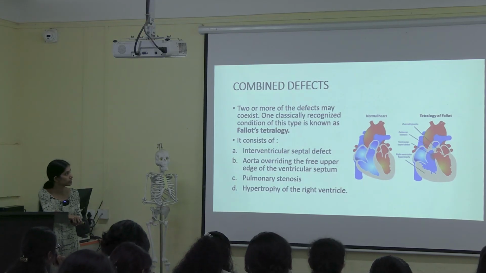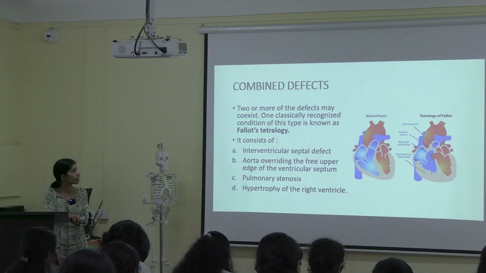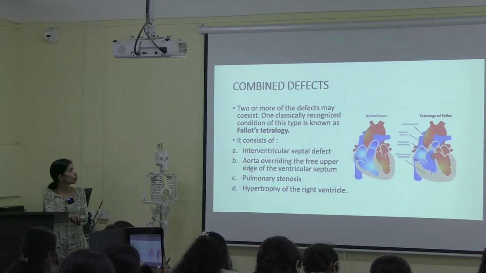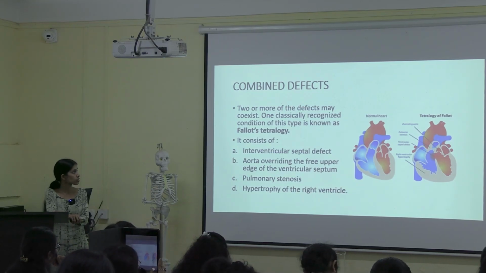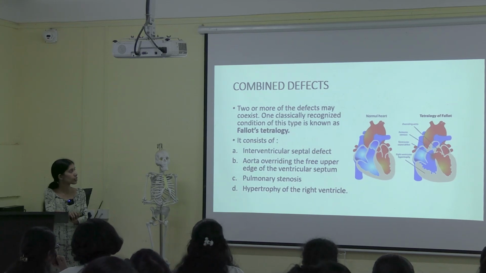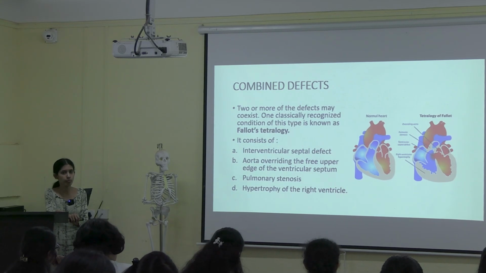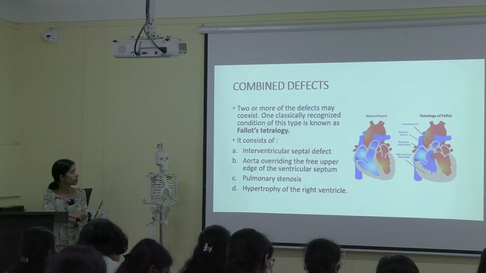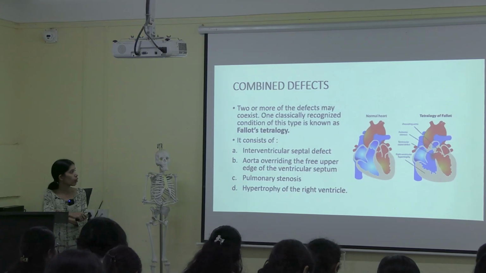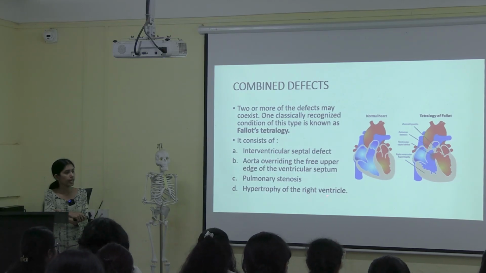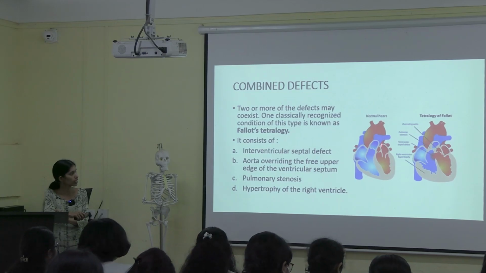It is a combined defect where we can see more than 2 or 3 conditions that exist at the same time. Okay. 2 or more of the defects may coexist. One classically recognized condition is Fallot's tetralogy. Okay, so your Fallot's tetralogy consists of 4 defects. Those are interventricular septal defect, aorta overriding the free upper edge of the ventricular septum, pulmonary stenosis, and hypertrophy of the right ventricle. Okay, here is the normal heart.